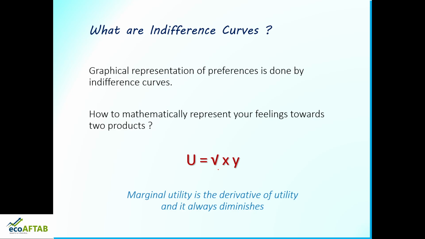See here, from indifference curves we started with understanding what they are. We are getting them from preferences, and when we speak about preferences we are speaking about a particular function, that is the Cobb-Douglas utility function, where u is equal to square root of x multiplied by y. And if you differentiate this utility function, what do we get? We get marginal utility. Now I want to prove that the marginal utility is diminishing, and I will do it with the help of a table and a graph.